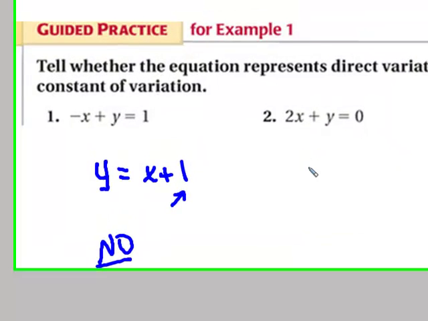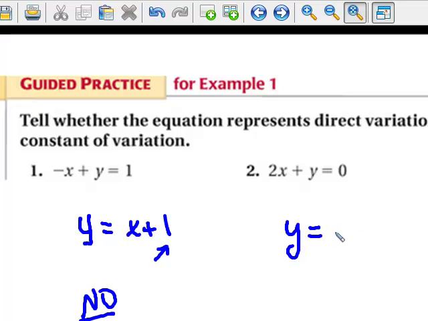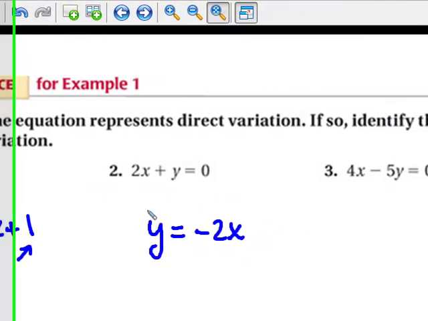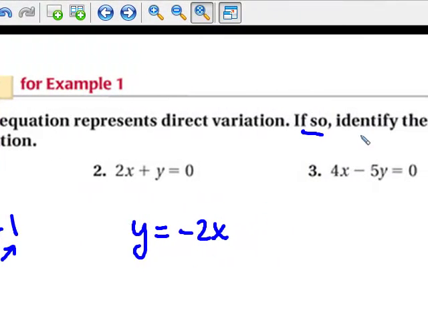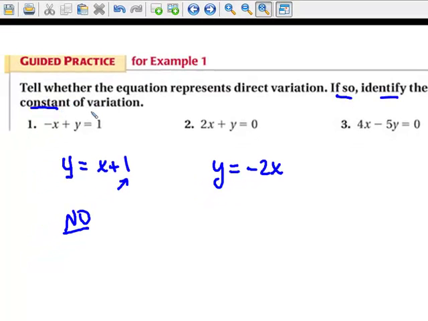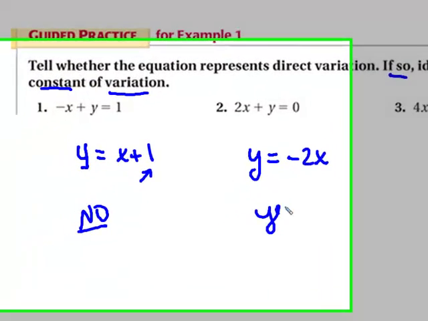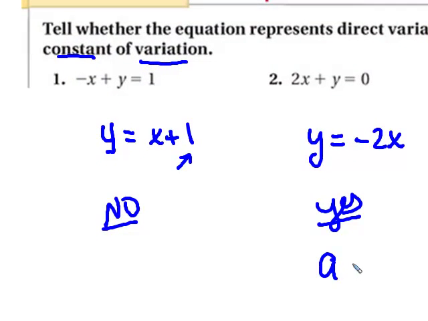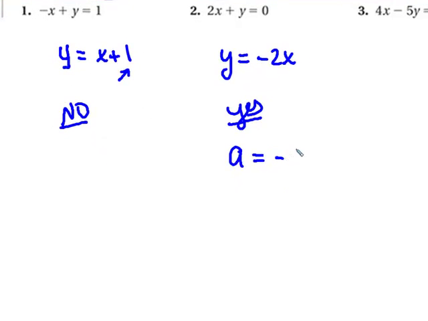Second equation, I'll subtract 2x, so minus 2x. I could put plus 0, but I don't need to. This does follow the rule, and it says if so, identify the constant of variation. So my answer here is yes, and my a is my slope, so it's negative 2.